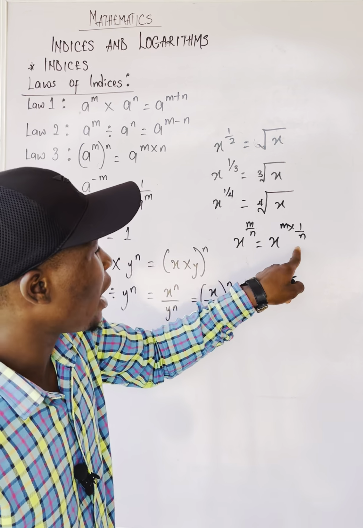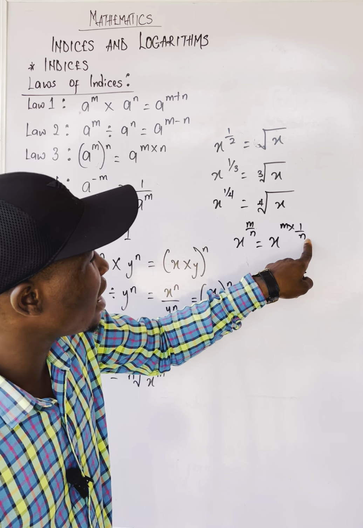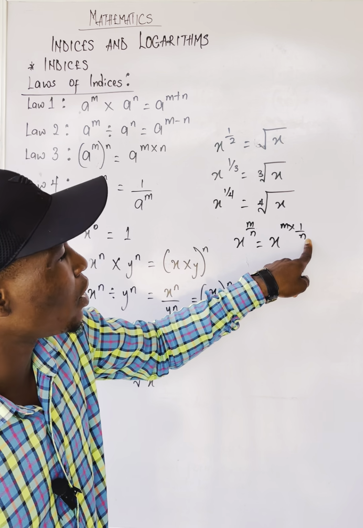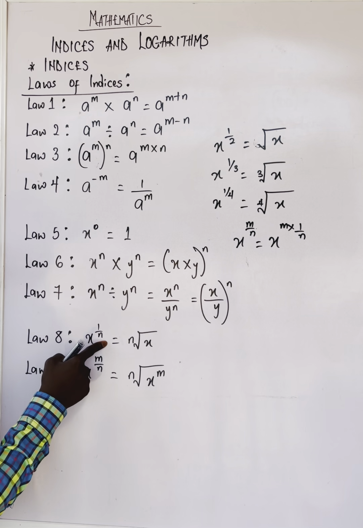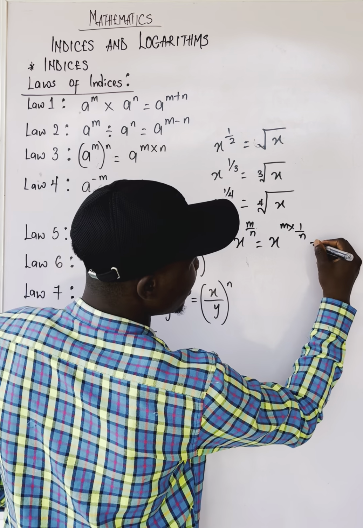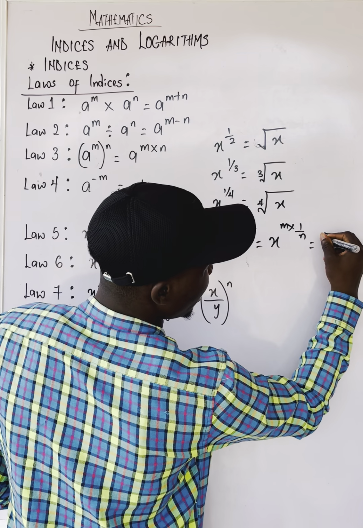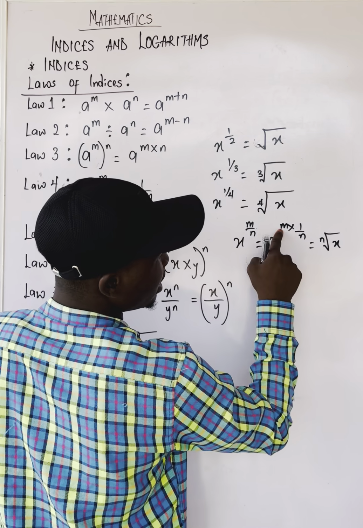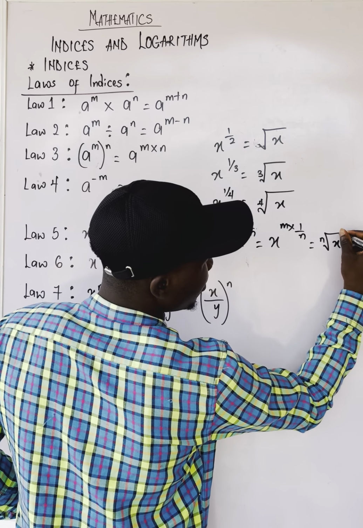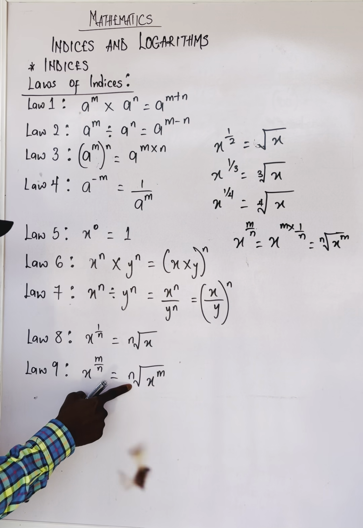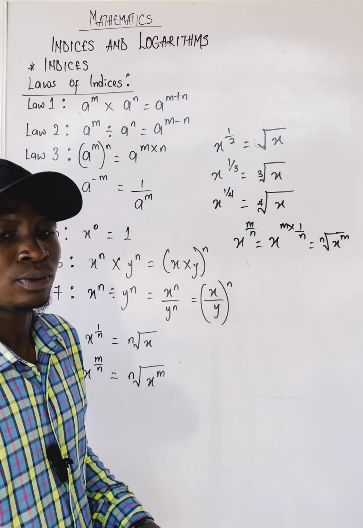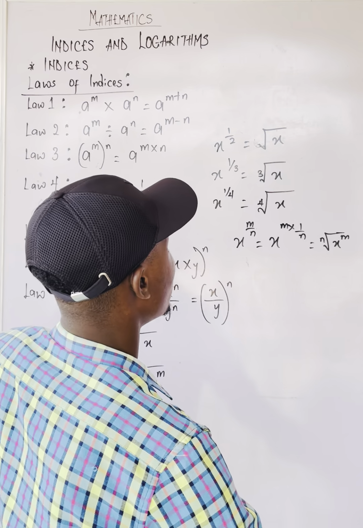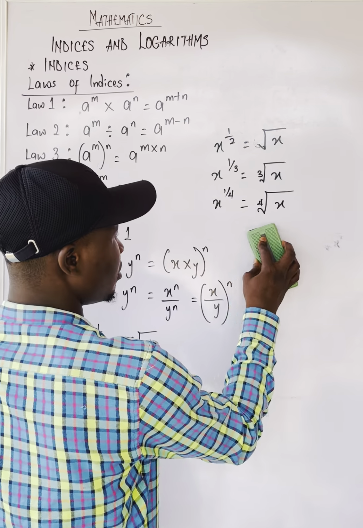So now if I have x to the power of 1 over n, it's just like the eighth law. I can write it as the nth root of x. Then what is it having? It's having the power of m. So that's why you see it here: the nth root of x raised to the power of m. You get it? So now let me use numbers for it also so that you understand better.